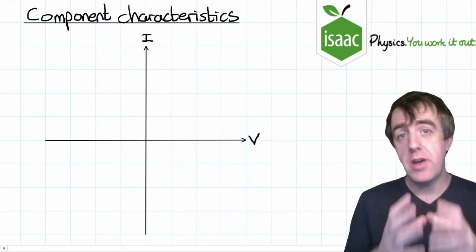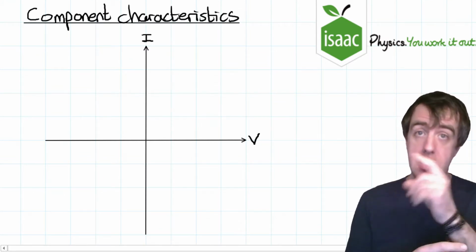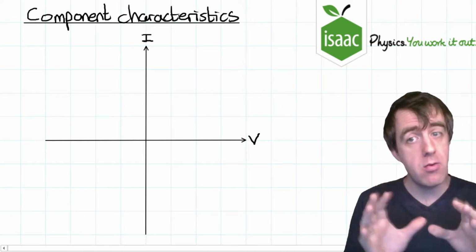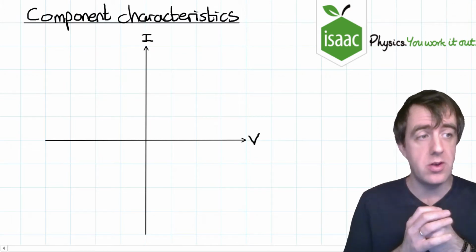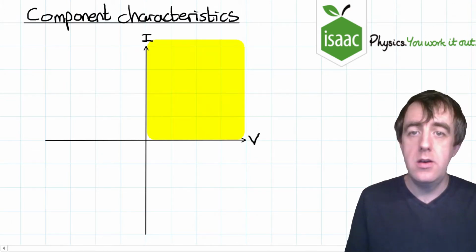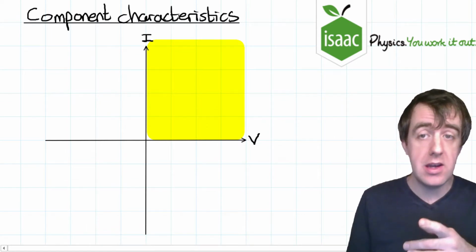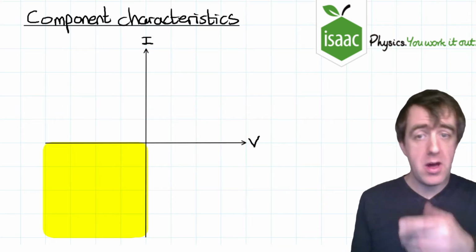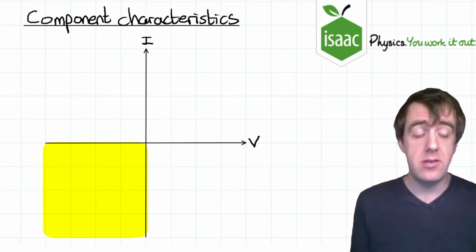The current that can pass through an electrical component depends on a few things, and one of them is the potential difference. We can show that graphically on a graph of current versus potential difference, which is what you can see here. This part of the graph is for positive potential difference on the x-axis and positive current on the y-axis. And this part of the graph is for negative potential difference and negative current.